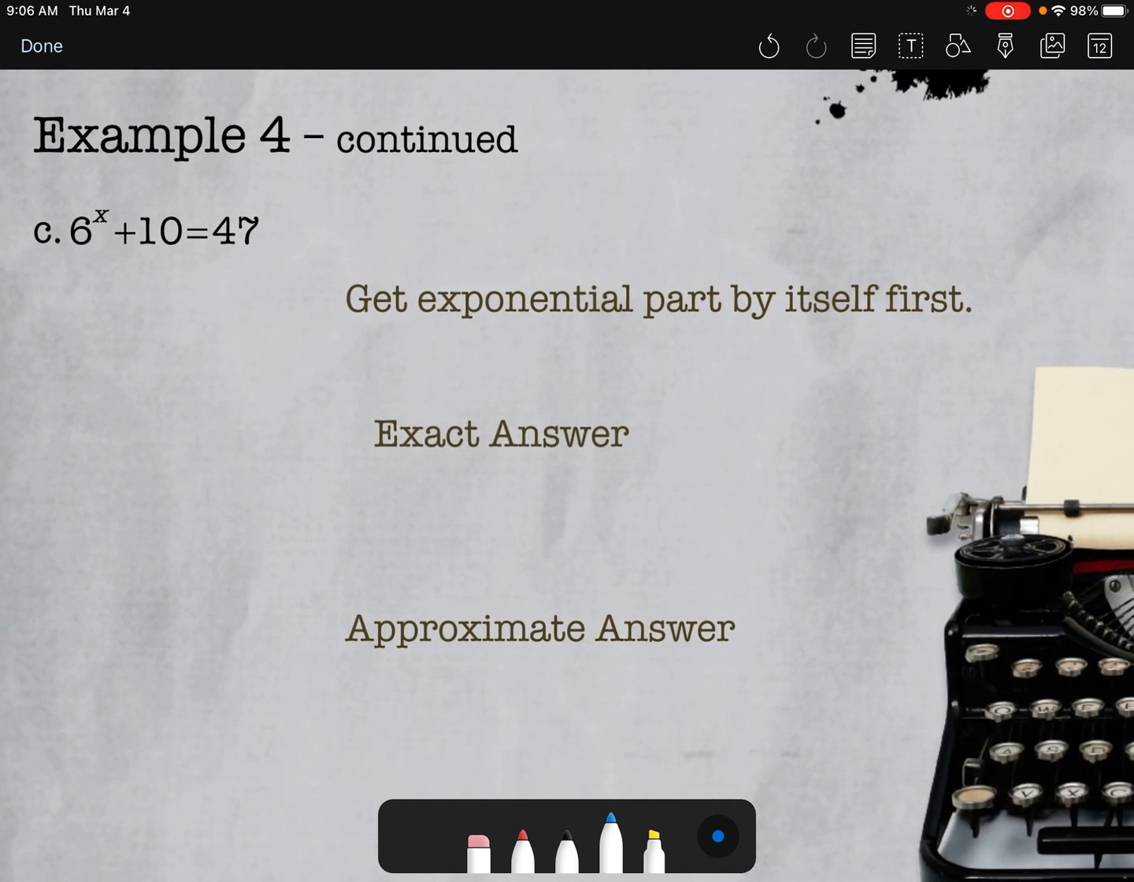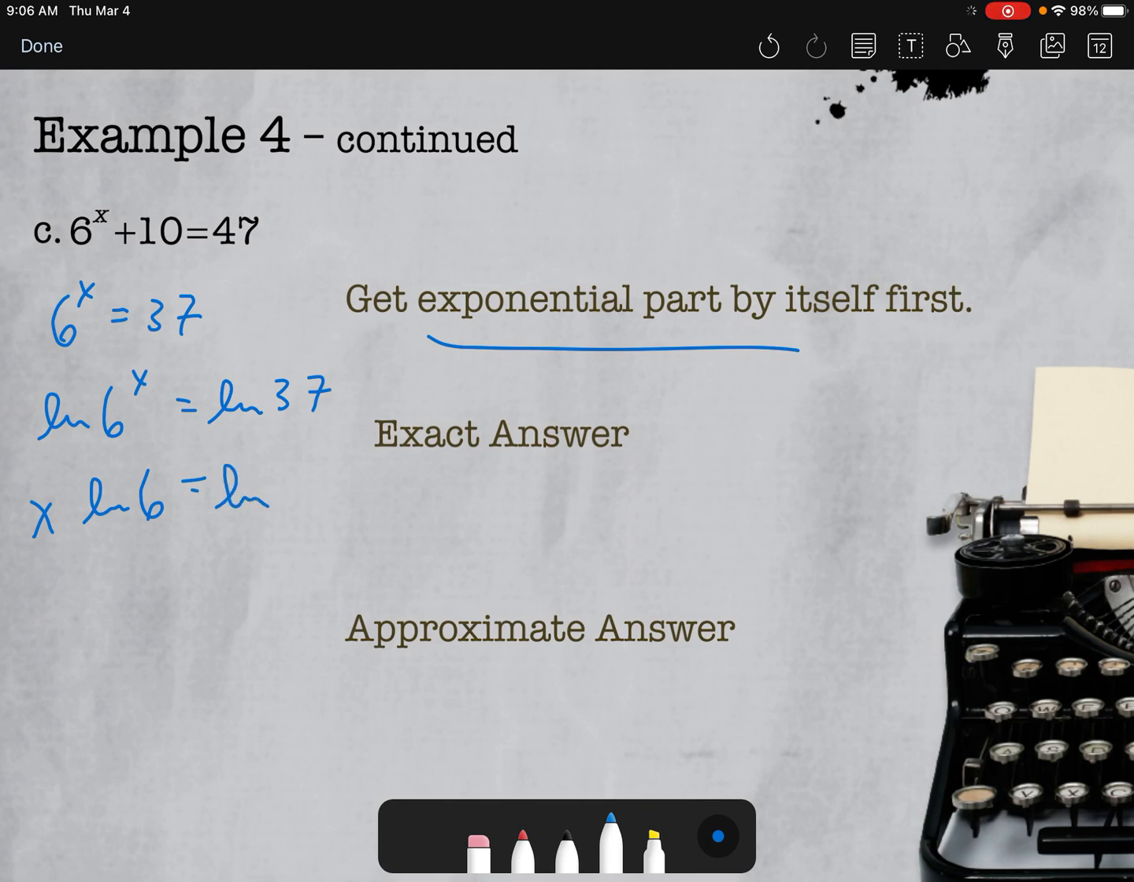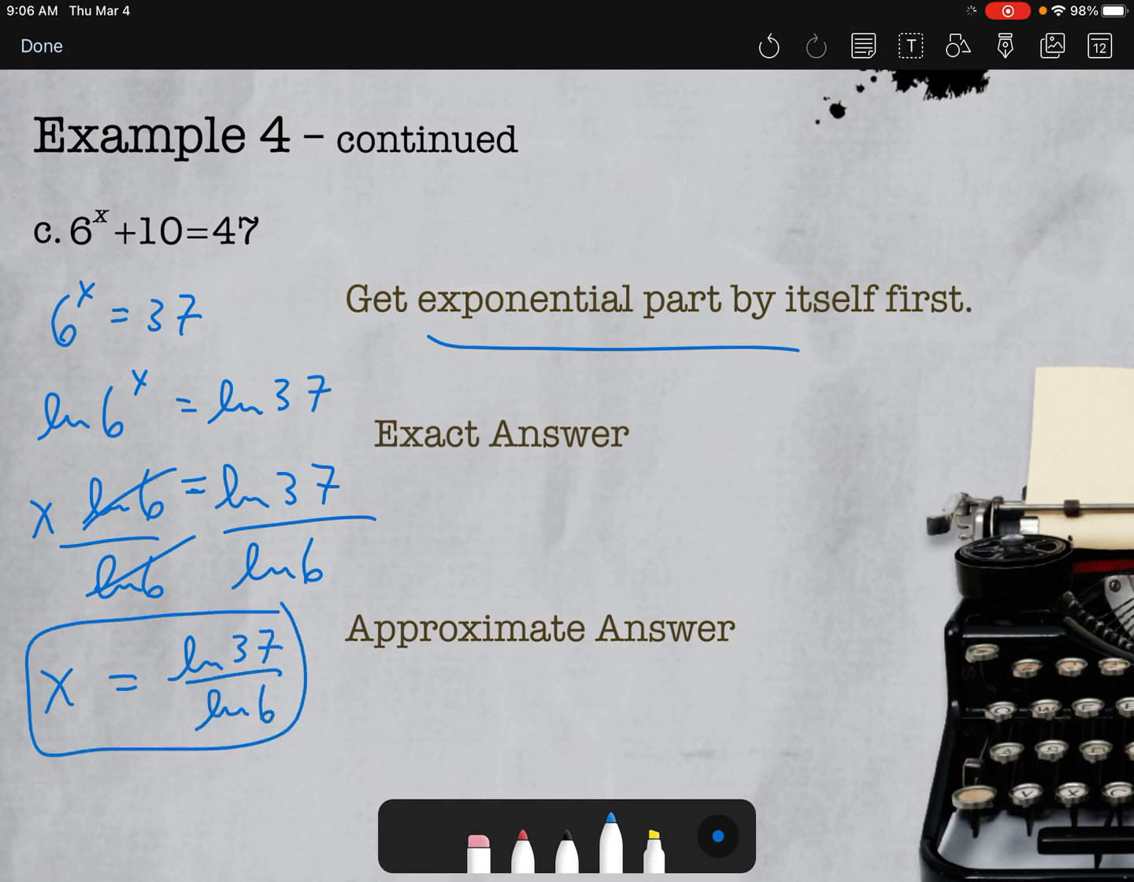Okie doke. These are so fun. Okay, again, get the exponential part by itself first. Subtract 10. Okay, now we do the log, right? Now you can do log or you can do natural log. It doesn't matter. So I'll probably do natural log just because that's what I use. So the x, the exponent, comes out front, remember, by our rules, which allows us to divide that out, and there is our exact answer.